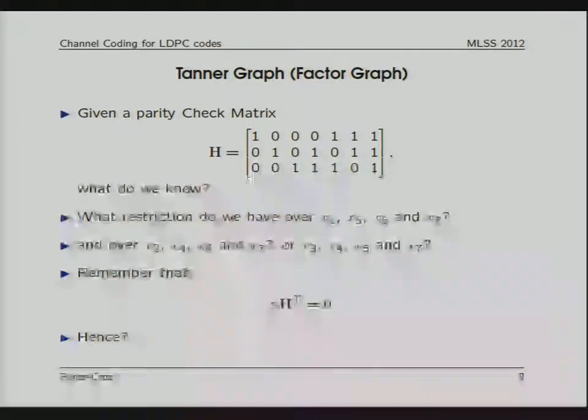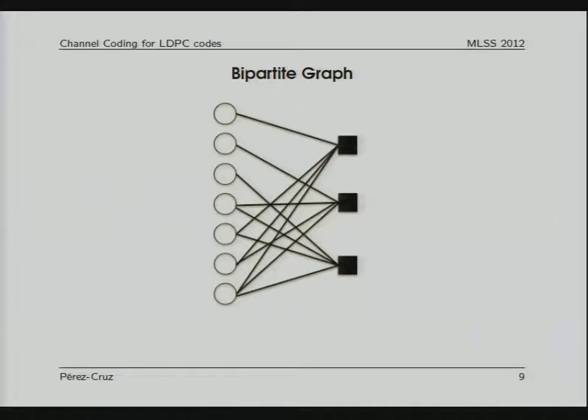Okay? The next one is connected to 2, 4, 6, and 7. Okay? And the last one is connected to 3, 4, 5, and 7. Okay? And that's what we call a Tanner graph. It's also called a factor graph. It's also called a bipartite graph. The bipartite comes from the fact that we have variables on one side, factors on the other, and the variables can only connect to the factors, and the factors can only connect to the variables.